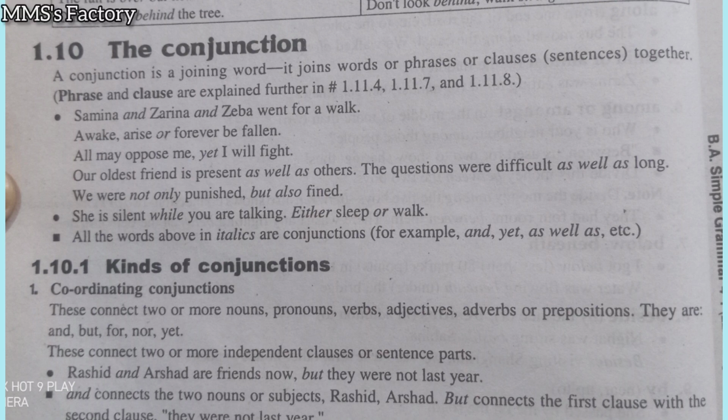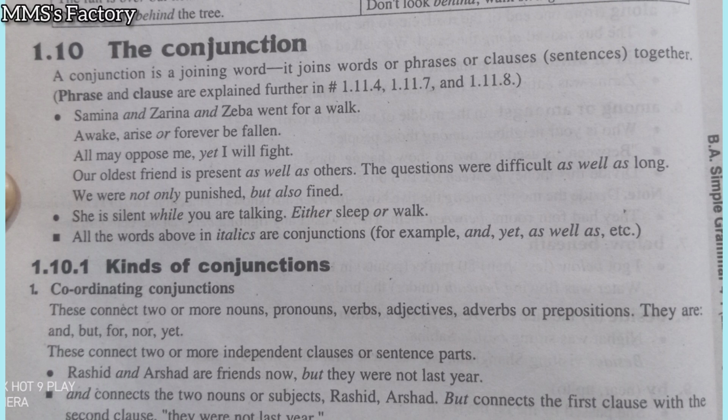Kinds of conjunctions. Number 1. Coordinating conjunctions. These connect two or more nouns, pronouns, verbs, adverbs, adjectives, or prepositions. They are and, but, for, nor, yet. These connect two or more independent clauses or sentence parts.